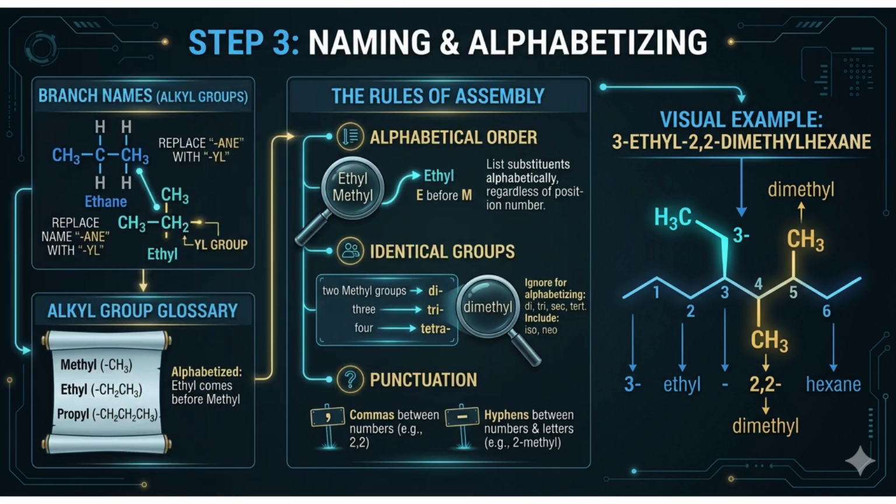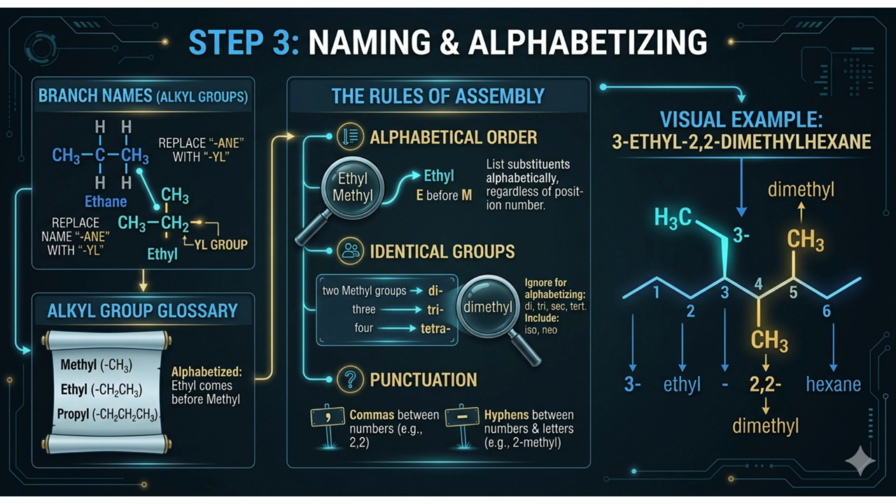Now that we've numbered our chain, it's time for step 3, naming and alphabetizing. This is where we assemble all our pieces into one final IUPAC name. First, let's look at branch names. When an alkane becomes a side chain, we change its ending. So, ethane becomes an ethyl group, and methane becomes methyl. You can see in our alkyl group glossary that ethyl always comes before methyl when we alphabetize them. This brings us to the rules of assembly.